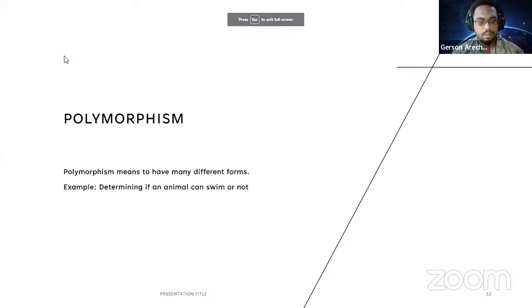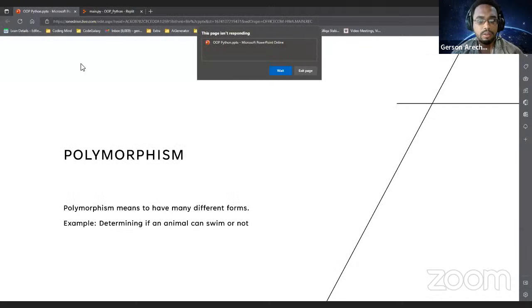All right, so the next concept. We have created classes and objects, and we learned how to create attributes, and we learned about inheritance. But the next main concept is polymorphism, which means to have many different types of form. It can be used to determine, for example, if an animal can swim or not.